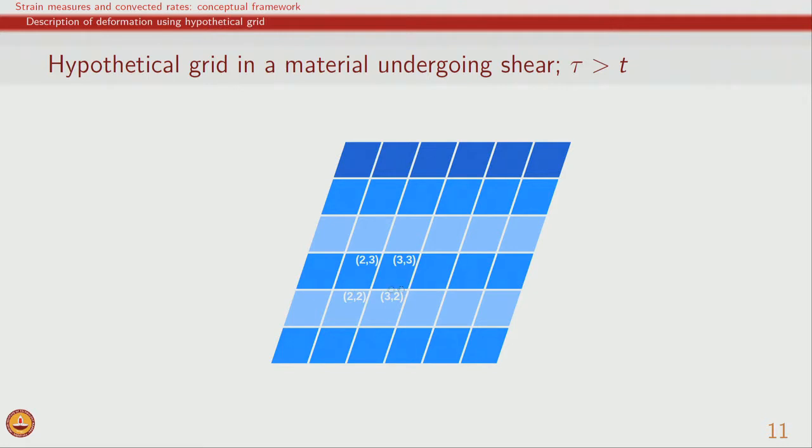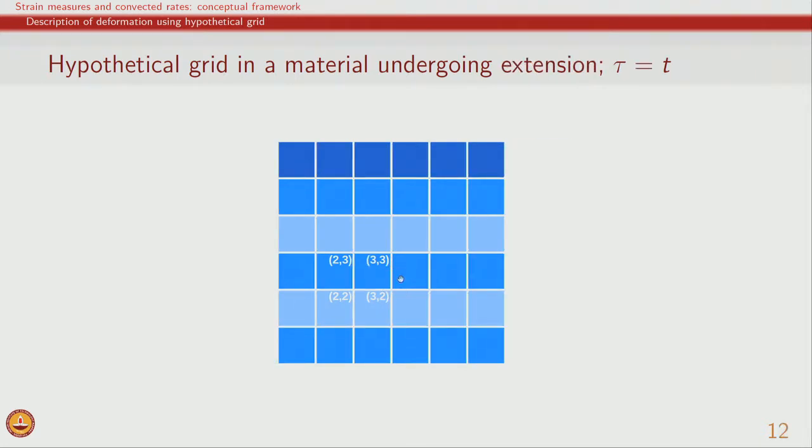Even if there is a relative displacement between these two sets of material particles, it appears that the coordinates which are 2, 3, they are not really changing with respect to each other. This is of course the case because we are looking at a specific deformation example of shear, and that is why we see that this deformation of the grid itself gives us a complete idea of how the material points are changing. Now, let us carry on this exercise with, let us say, an extension deformation.